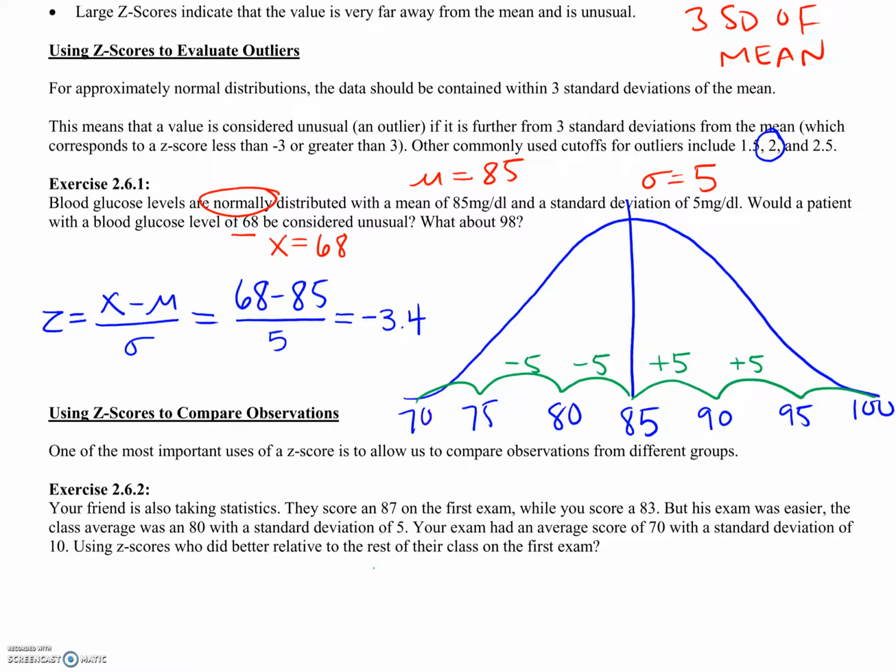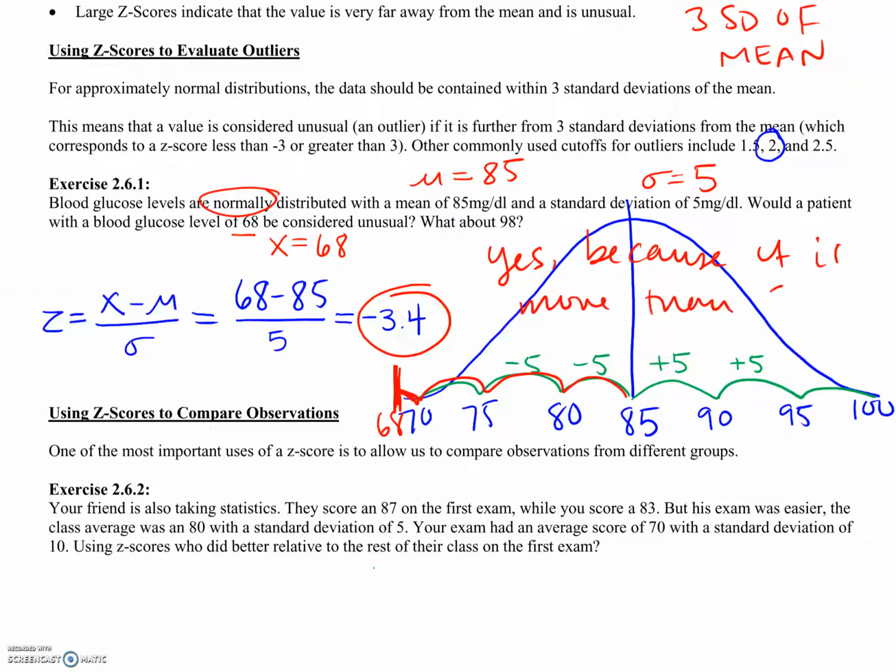You can see where our 68 would have fallen on this. 68 would be way past 70, right? Which is why we are 1, 2, 3, and 0.4 standard deviations below the mean. That is what this demonstrates. So if you're going to answer the question at hand, the answer would be yes, because it is more than 3 standard deviations below the mean.